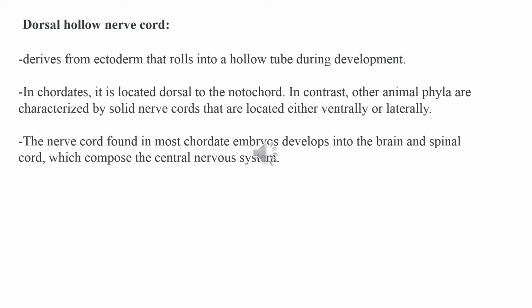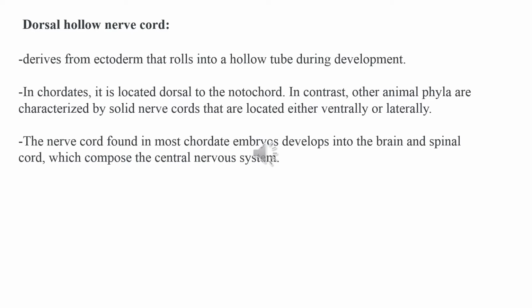The second main character of the animals which are included in phylum Chordata is the presence of dorsal hollow nerve cord. Now, as the name indicates, the nerve cord is dorsal in position and is hollow. And as I have already mentioned, this nerve cord is formed from the instructions given by the notochord, and it is ectodermal in origin.